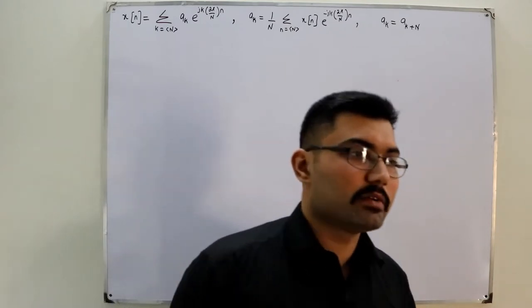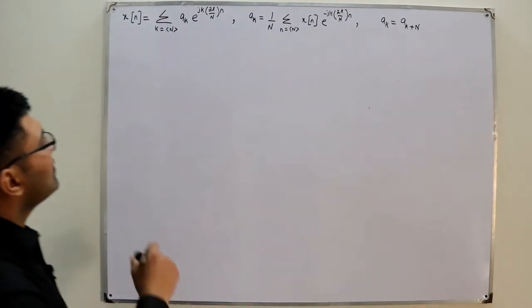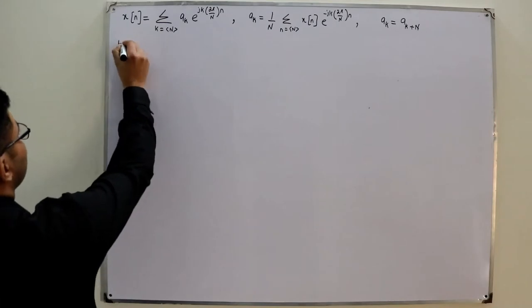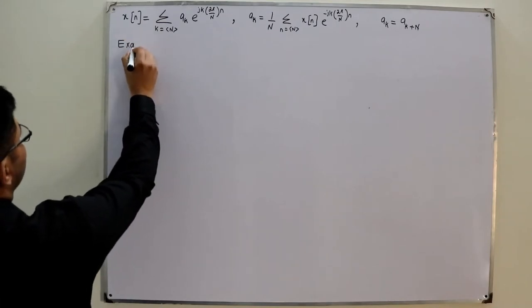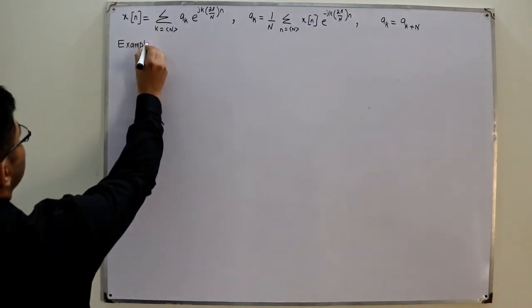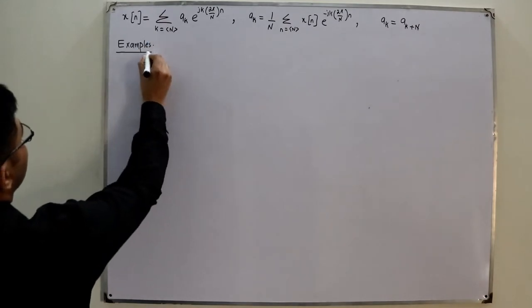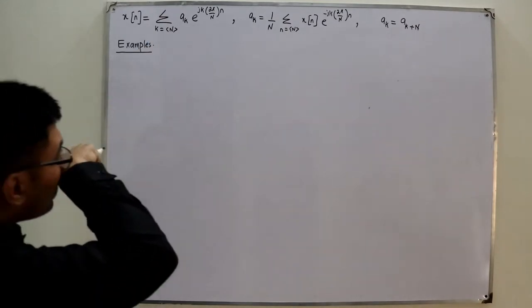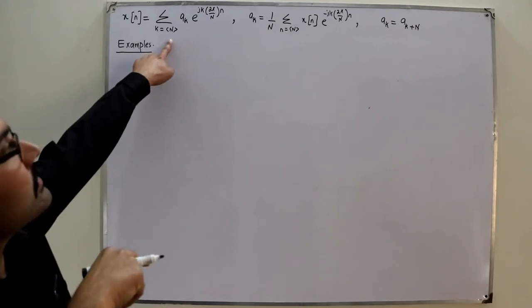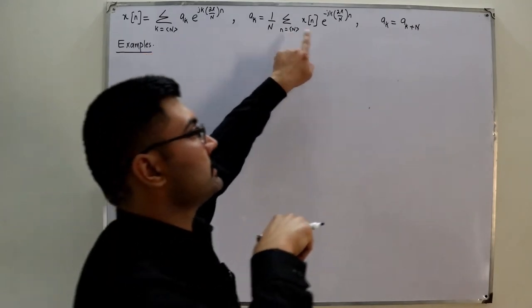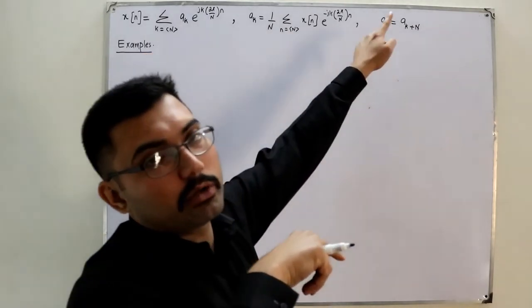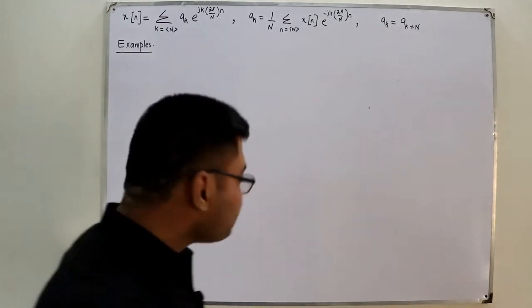Today, with two or three examples, we will look at the discrete time Fourier series. Starting off with a very simple example, a sine wave. I give the heading of examples. Now you know very well that I have written this is the synthesis equation, this is the analysis equation, and this is the property: the Fourier coefficients are periodic.